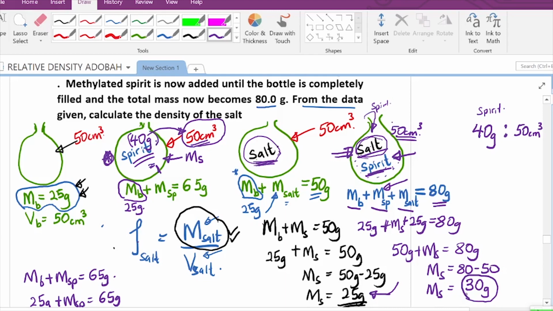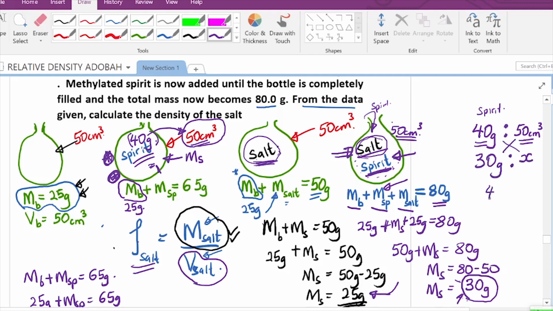So if we have 30 grams of spirit here, we need to find out what volume these 30 grams occupy. It is from then that we shall be able to know the volume occupied by the salt, because remember, we are interested in finding the volume of the salt so that we are able to find the density of the salt. So from here, we have our analogy that 40 grams of spirit occupy 50 centimeters cubed of the density bottle. That is what we got in our second diagram. So what about these 30 grams of spirit? How much volume shall they occupy? That's the value of X.